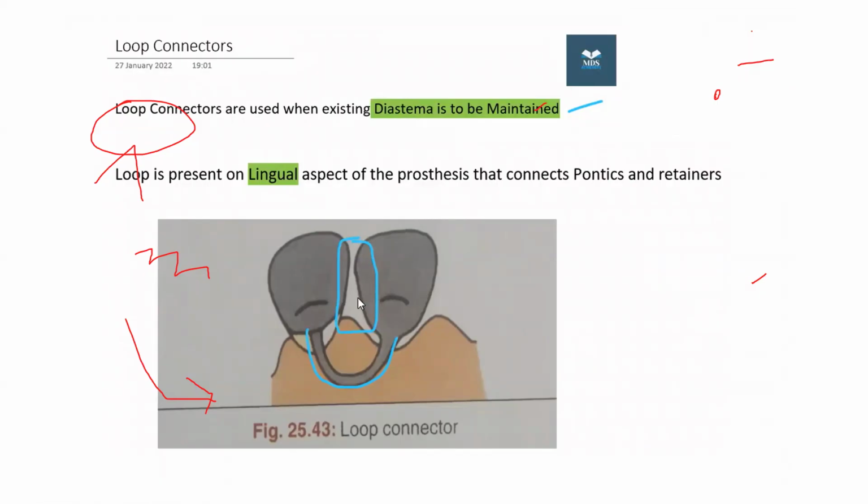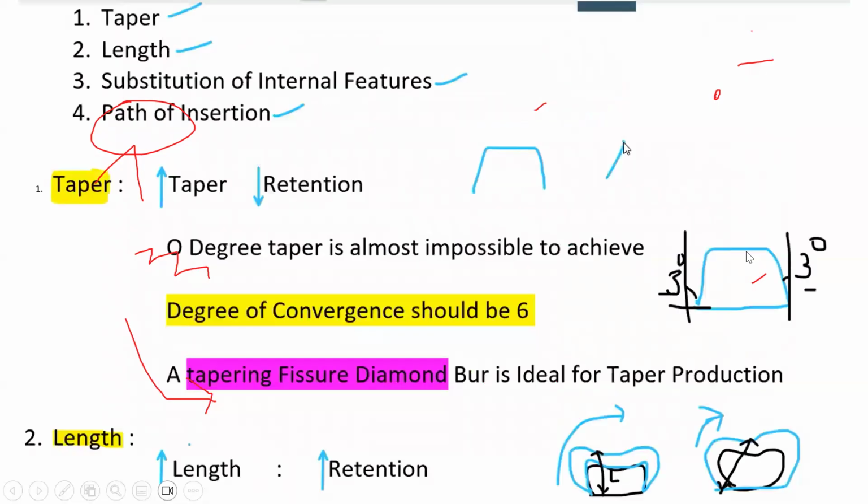Sometimes the patient asks us to maintain the naturalness. So in that condition, we can go for the loop connectors. The loop is present on the lingual aspect of the pontic, so it is good in aesthetics. And the biomechanical principles, according to Nallaswamy and Rangarajan, and according to Rosenstiel, are that we have biological, mechanical, and aesthetic principles we need to follow.